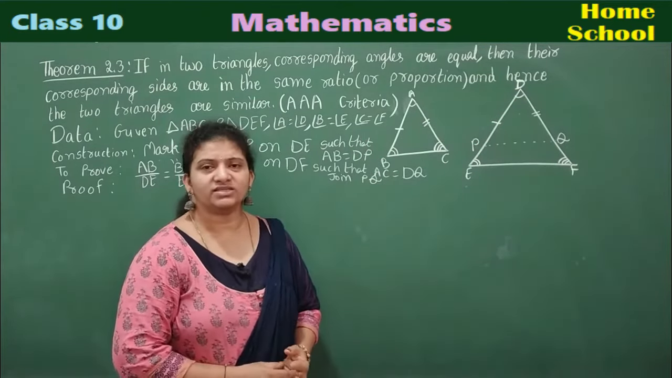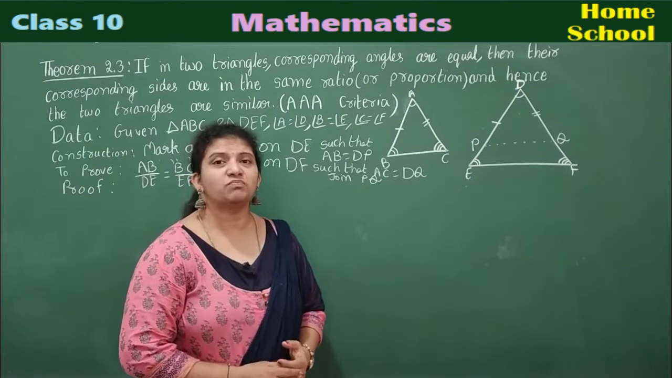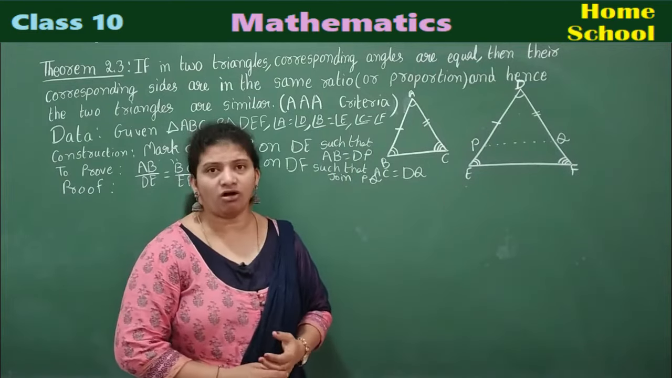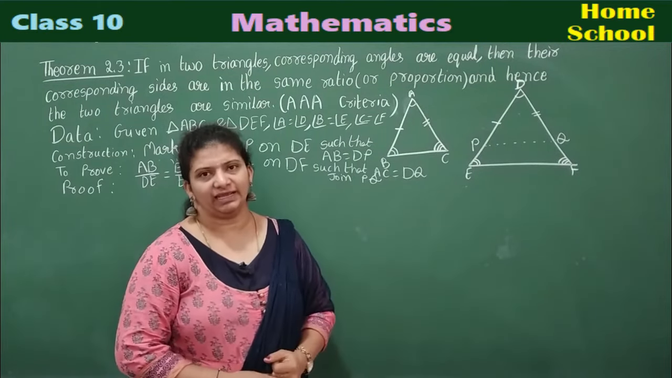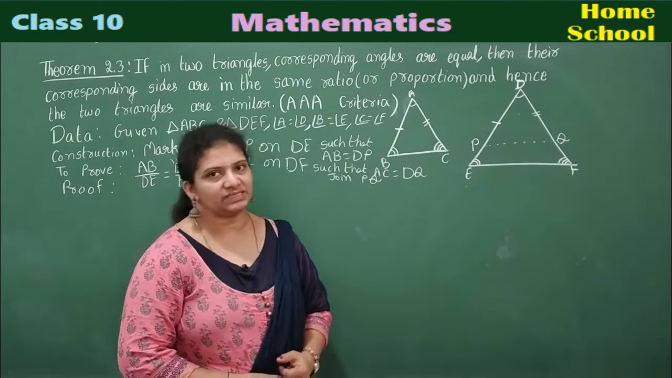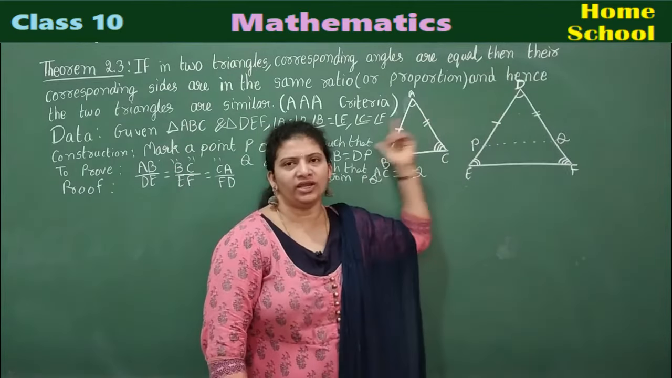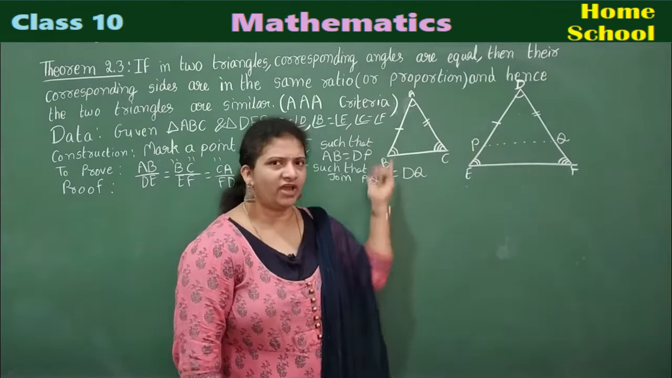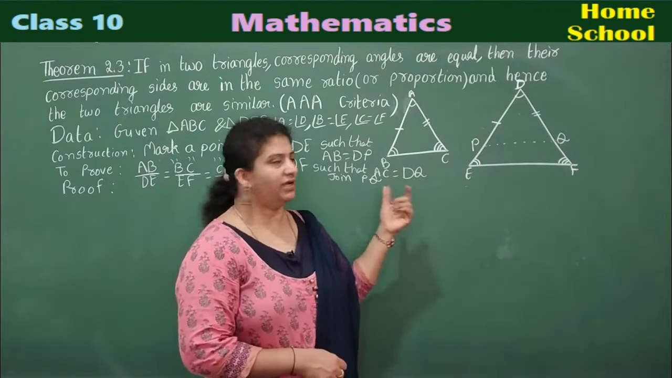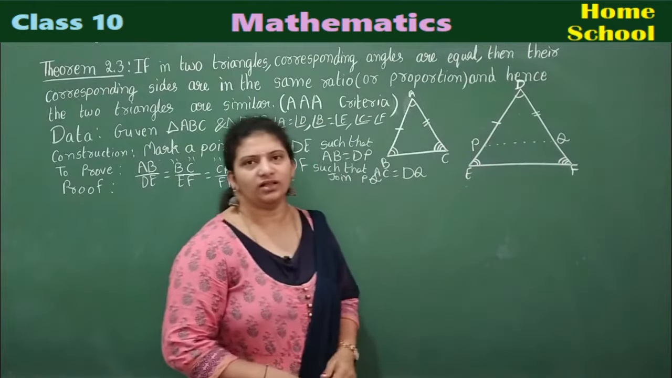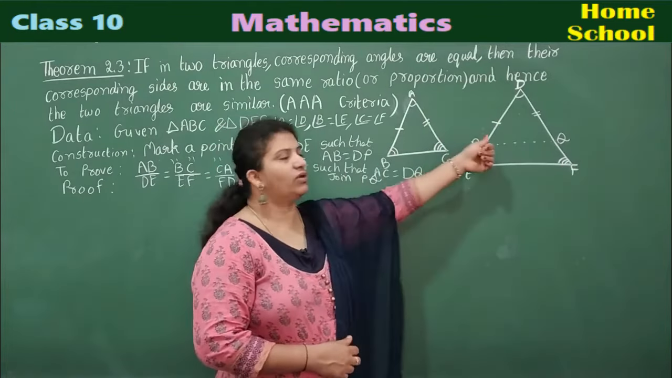Do you know what is CPCT? Corresponding parts of congruent triangles. By CPCT, what can you say? If these two triangles are congruent, and already we had proved by SAS postulate, right? Then these angles are also equal. Okay, so if they are equal, what can I say?